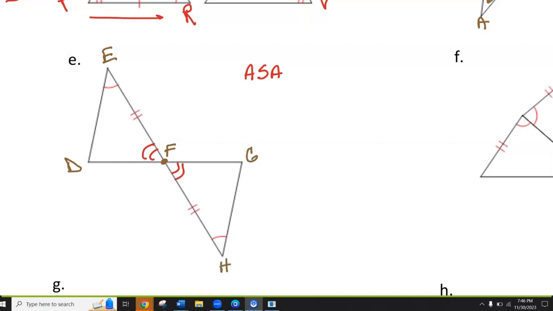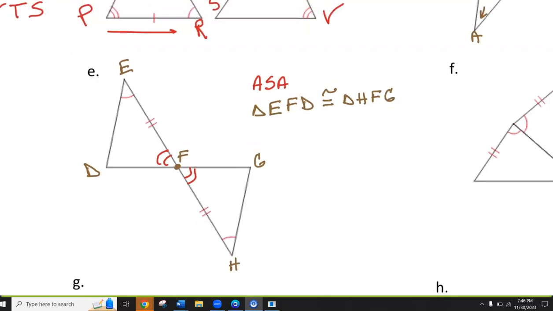Given that, let's name the first triangle. I'm going to start with the single, go to the double angle, and then go to the unmarked. Okay, so next triangle. Start with the single, which matches the E, that's the H. Go to the double, which is the vertical angle, that's the F, and then go to the unmarked. And that is correctly done.